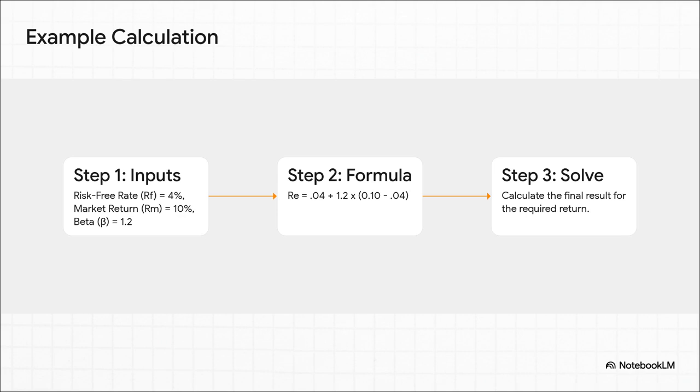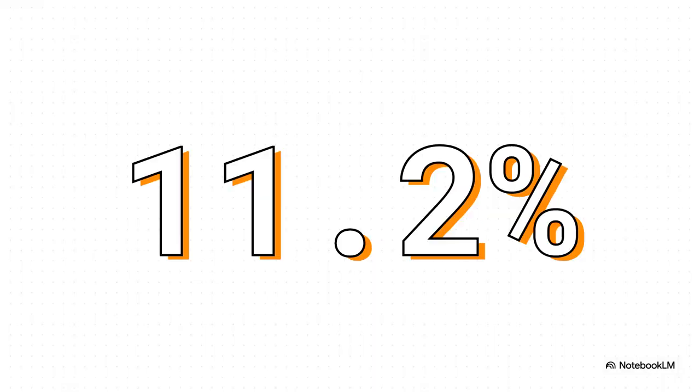We take our 4%, or 0.04, and add that to 1.2 times the market return of 10% minus that risk-free rate of 4%. You run the math and boom, you get 11.2%. So what is that number? According to the model, that's the expected return you should demand from this investment. It's often called the cost of equity, and it's the bare minimum return you'd need to make it worth your while, covering you for both the time your money's tied up and the extra risk you're taking with this specific stock.